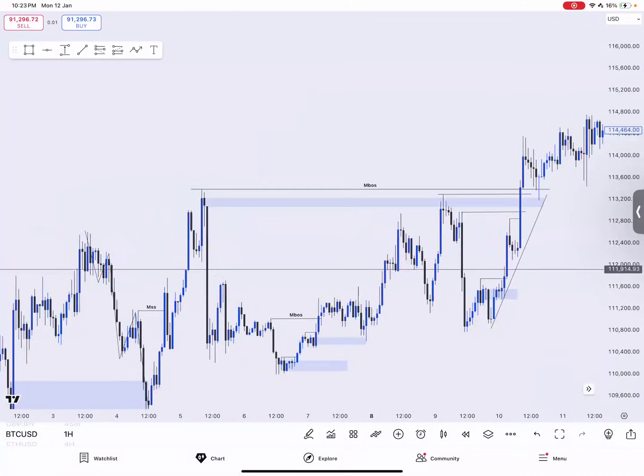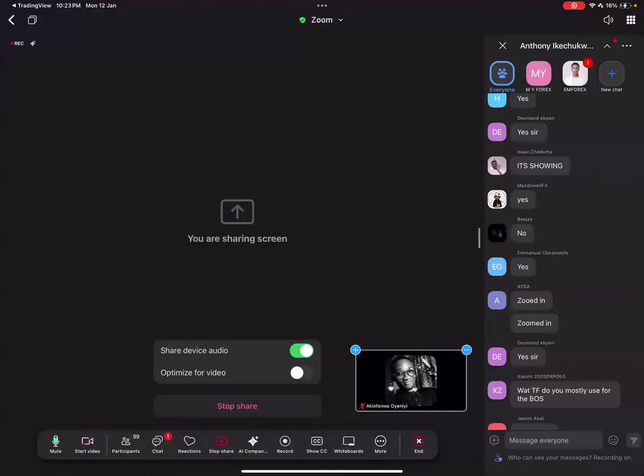Just know this today. And that's why I don't trade the ones that take out just one zone. I only trade the ones that take out more than one zone. Hope that is clear, so I can move on to the next topic.